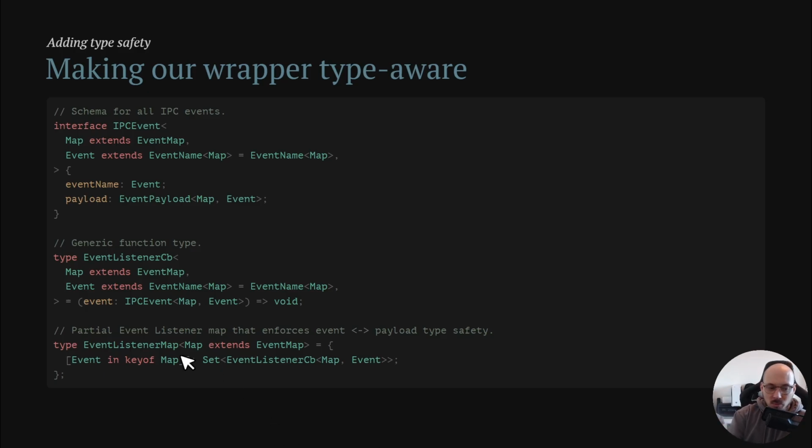And this one's going to be quite simple comparatively. We take in a type map and then we just iterate through all of the keys and we basically generate a new type where we say for each key in this map, we're going to have a key with that same key and it's going to be optional and it's going to be a set of event listener callbacks, which are going to have that same key. So that way we can index what the actual type is going to be. Great.